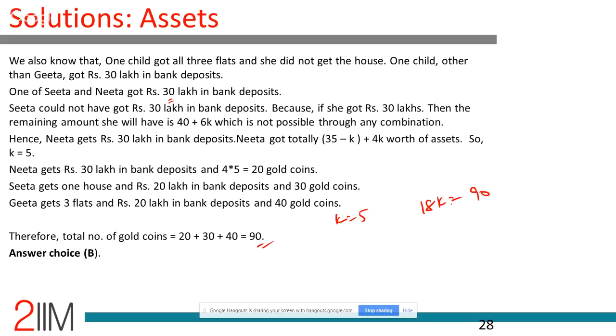This question gets extraordinarily simplified if you assume the number of gold coins to be 18K and not some A or B. This 18 makes life very simple.